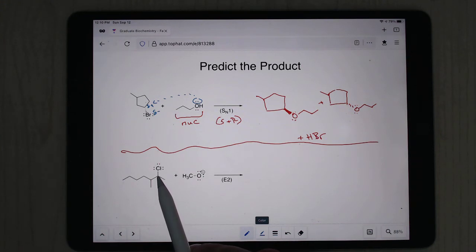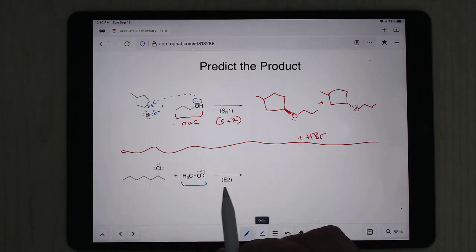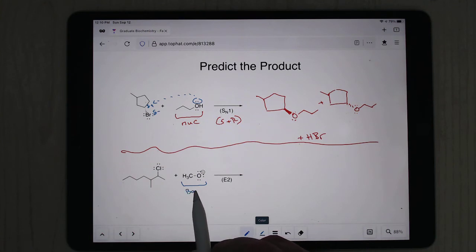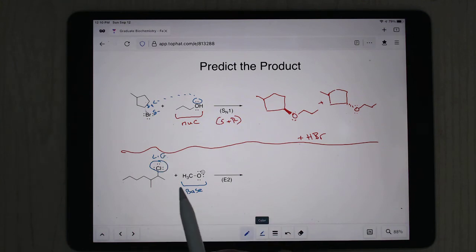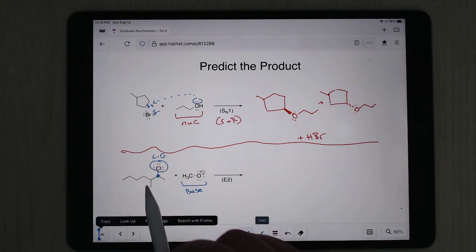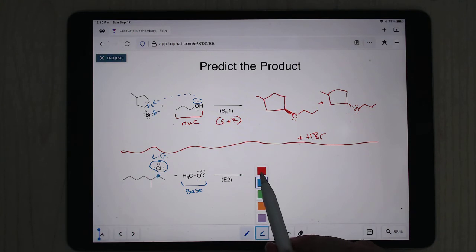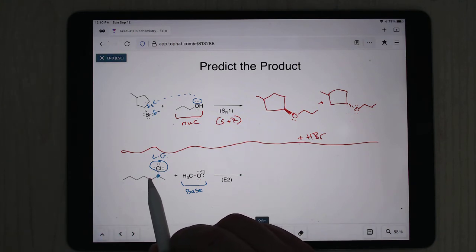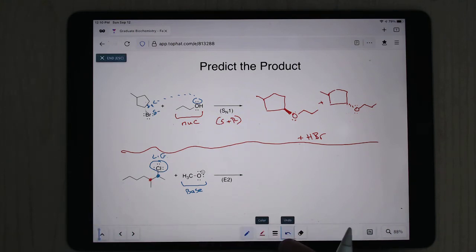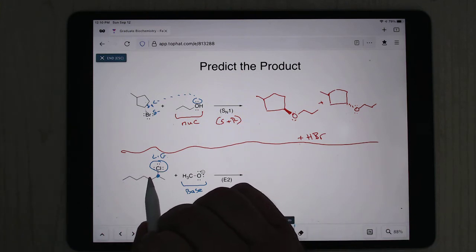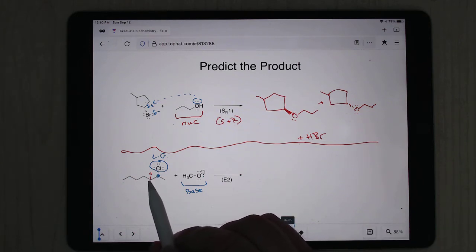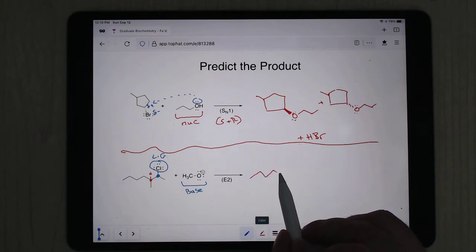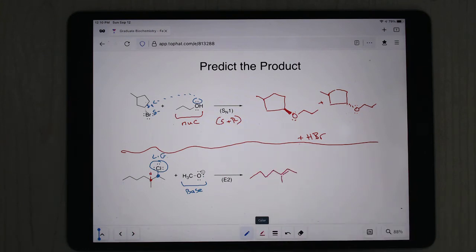For here, here's our base. So for an E2 reaction, we have the base. So now we're looking for a leaving group. So this is our leaving group. Okay. So for this carbon here, we're looking on either side. So we look on the red carbon. There's an H there. So we can make a bond between this red carbon here and the blue. So if we do that, you're going to end up with this.